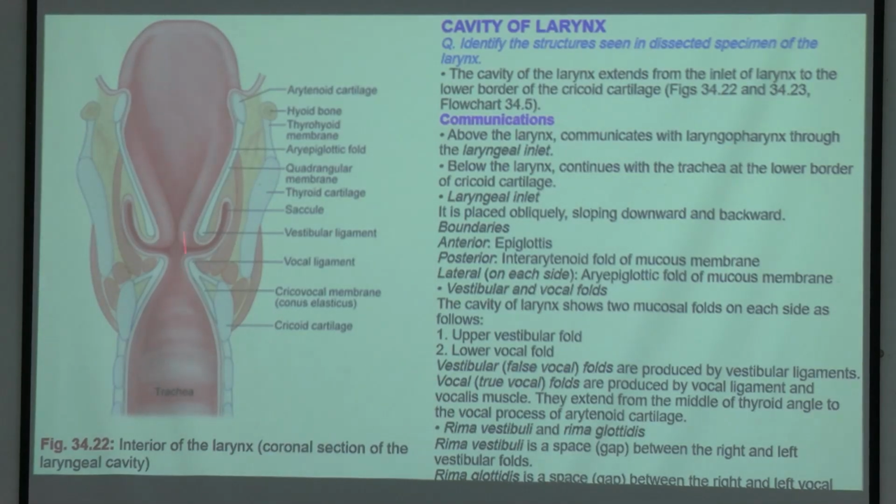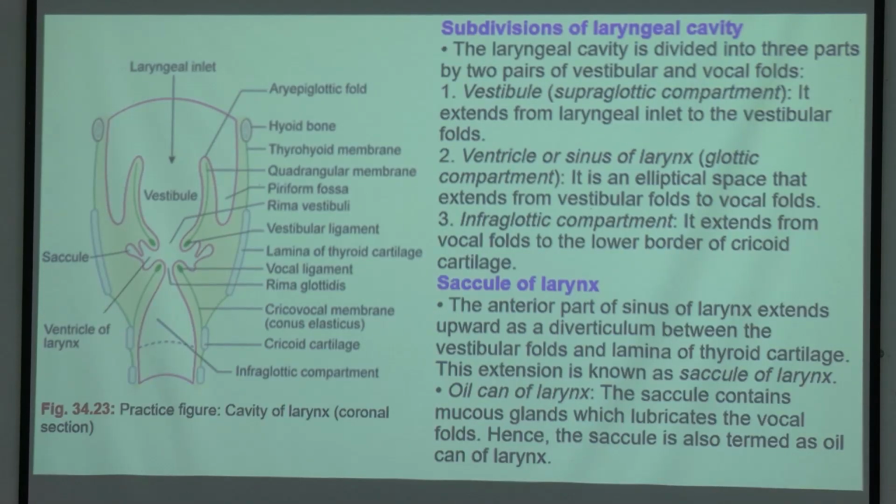So this area is the area between the two vestibular folds, and the area between the vocal folds is the rima glottidis, and this is called the rima vestibuli. And in between we get the sinus of the larynx.